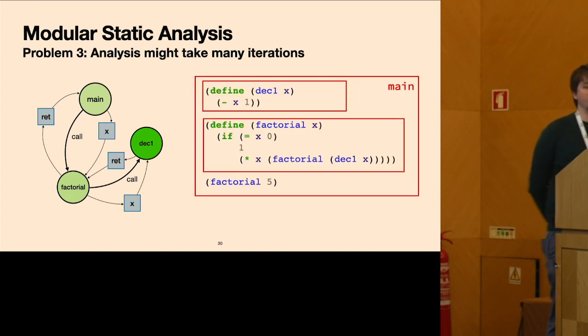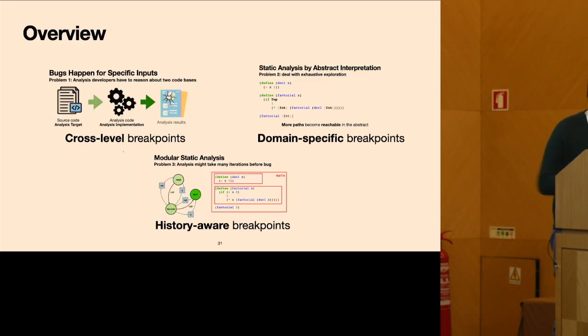This highlights the third challenge of having a debugger for static analyzers, and that is that it might take a while before we actually reach the bug in our static analysis implementation, because we might do many iterations before we get to a value in our store that triggers the bug that we are talking about. So these three challenges highlight the problems that we have, and we propose the following solution. We propose cross-level, history-aware, and domain-specific breakpoints, and I will explain each of them next.